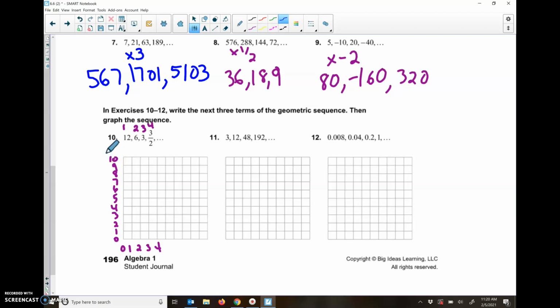So geometric, this is going to be just a little more difficult because it's a multiplying pattern, and these numbers are probably pretty big. So for me to graph 1, 12 is already off the chart. It's going to be somewhere up here. And then 2, 6 is going to be somewhere up here. 3, 3, and then 4 and 3.5 is going to be in between there. Okay, so we're graphing. Remember, first number they give you is always the first one, then the second one, then the third one, then the fourth one.